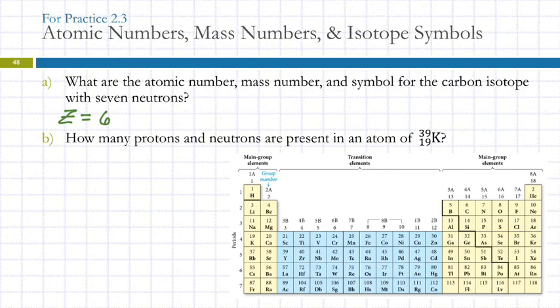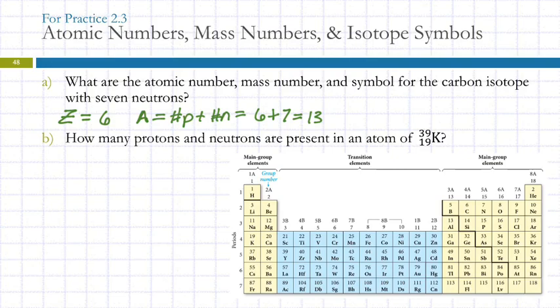The mass number, well, might be helpful. Well, we can do that one next. The mass number has the symbol A, and that is equal to the number of protons plus the number of neutrons. So we already identified that this atom has 6 protons. How many neutrons? 7, because it said so. So 6 plus 7 is 13. So the mass number is 13.